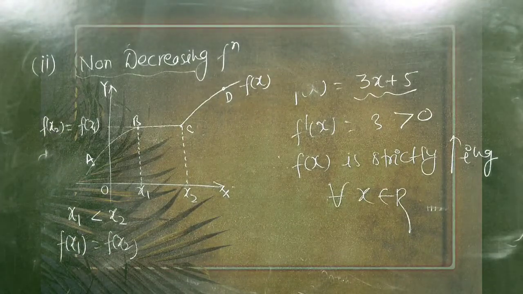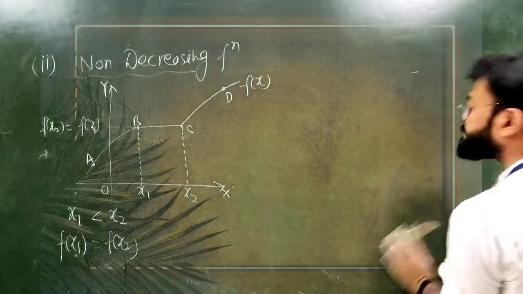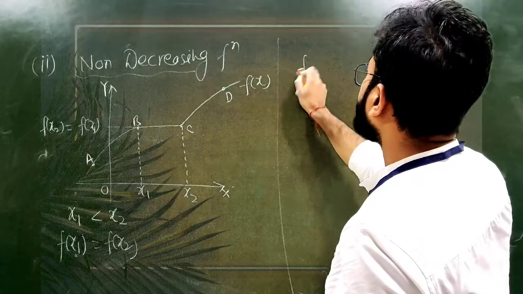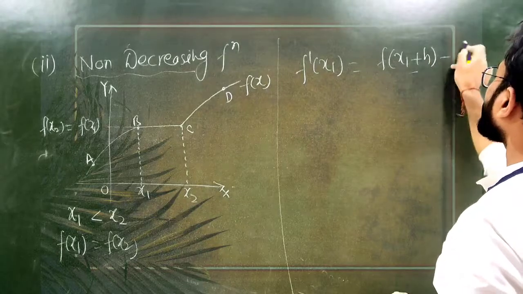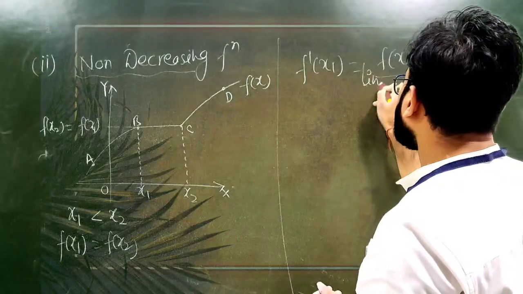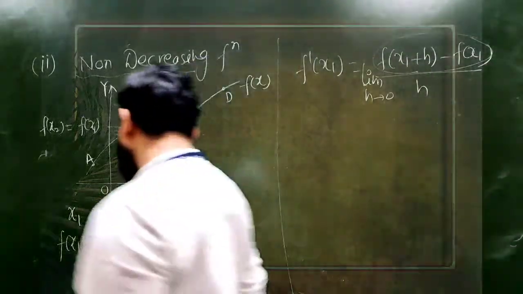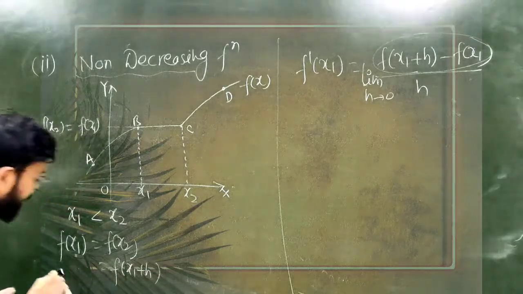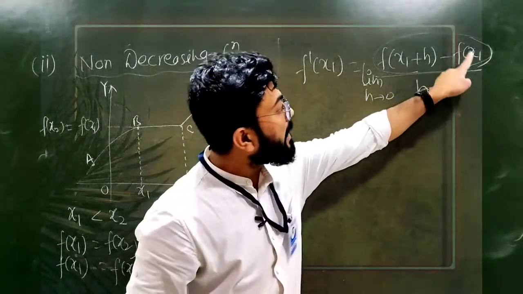If I talk about the nature of the derivative of this function, what will be the nature of the derivative of this function? First of all, f dash x1 can be written as f of x1 plus h minus f of x1 upon h, and limit h tends to 0. So what is the value of this? Now f dash x2 can be written as f of x1 plus h, and this is f of x1. Here both values are equal, so the value of this part will be 0.